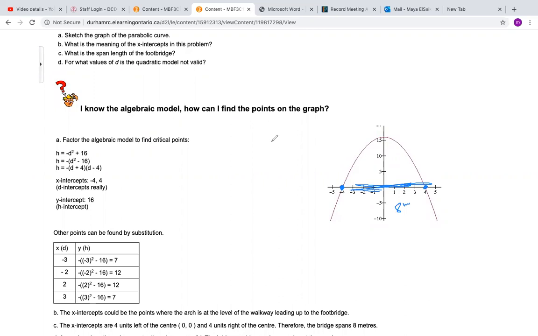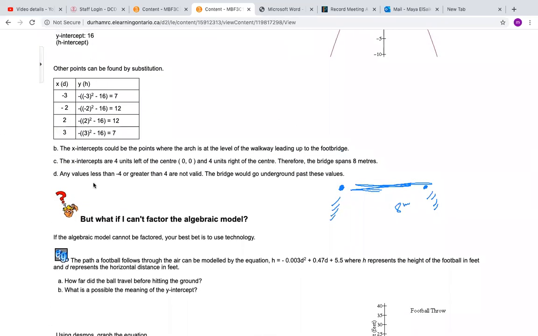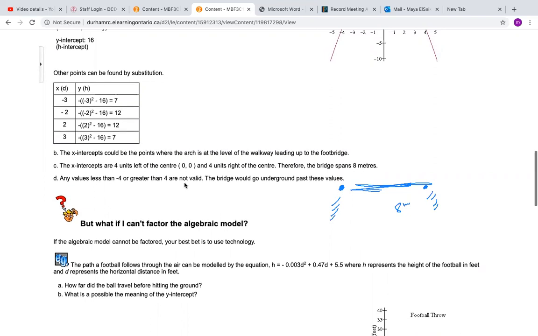For what values of D is a quadratic model not valid? So remember that the bridge is going to start at the ground and then it's going to end at the ground. So anything below -4 and above 4, it's not going to be valid, right? So the way we're going to answer this, we're going to say that any values less than -4 or greater than 4 are not valid. The bridge would go underground past these values.